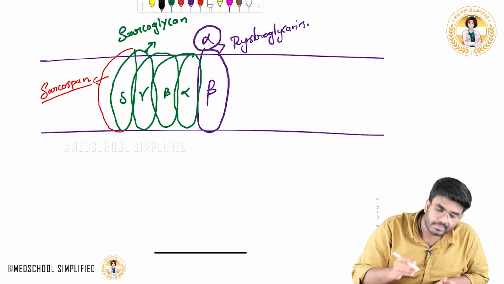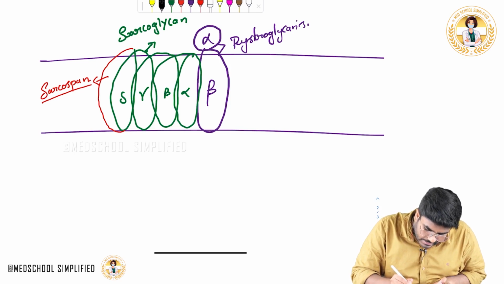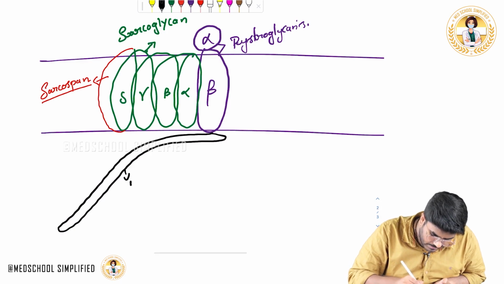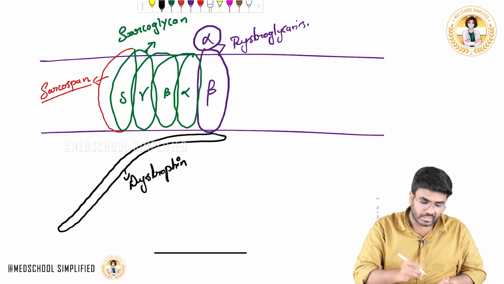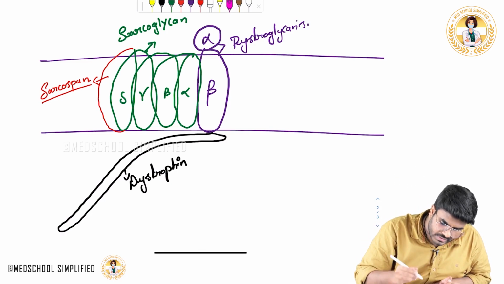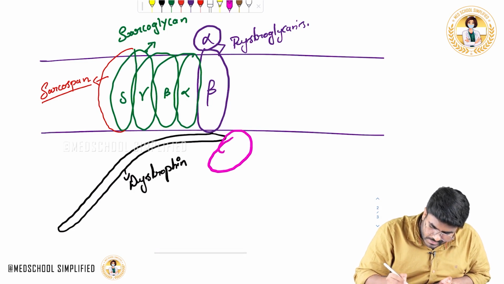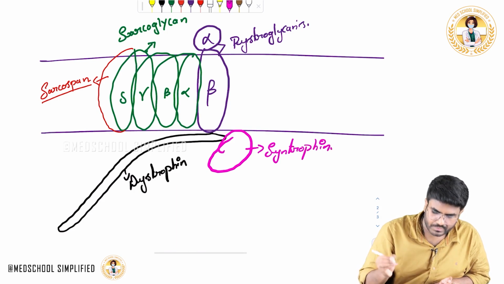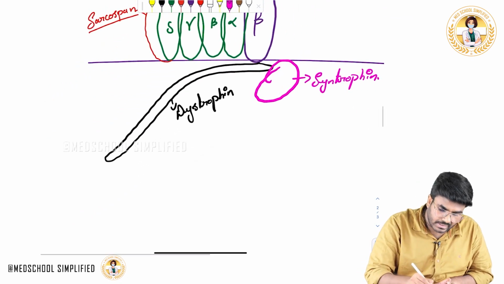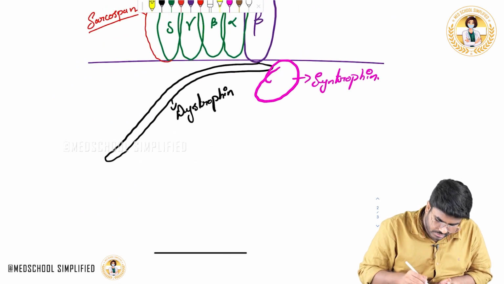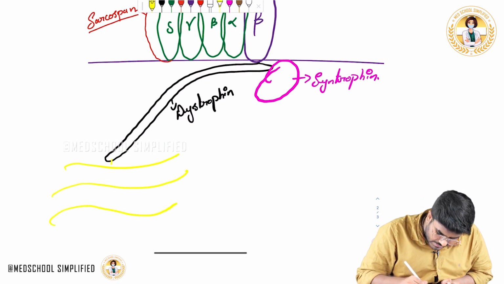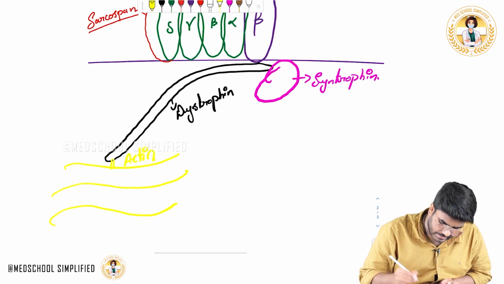Now inside the cell, I am showing with the black color. Inside the cell, there is something called dystrophin. This peripheral protein is called dystrophin. Now, this dystrophin is also attached to syntrophin. Now this dystrophin, internally inside the cell, is attached to what? It is attached to the actin molecule. Filamentous actin. So dystrophin is attached to actin inside the cell.